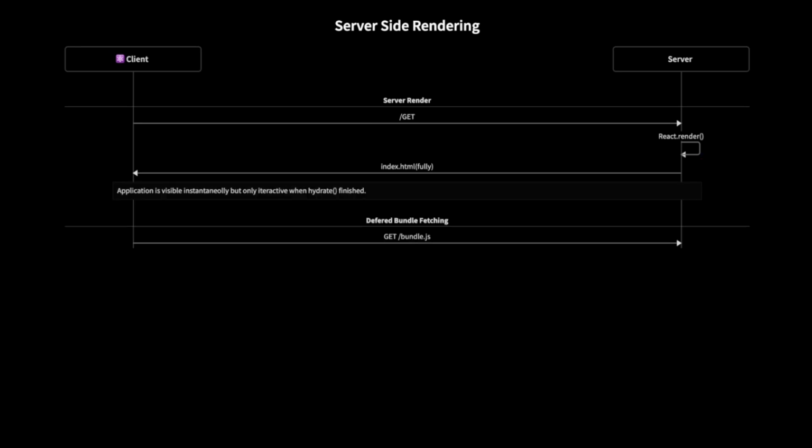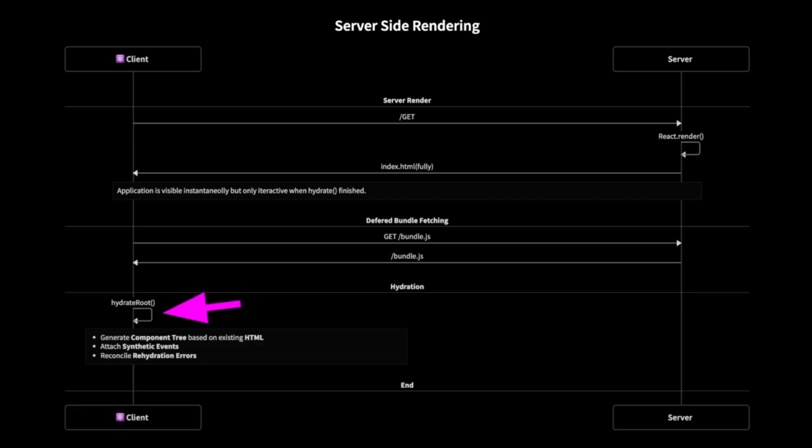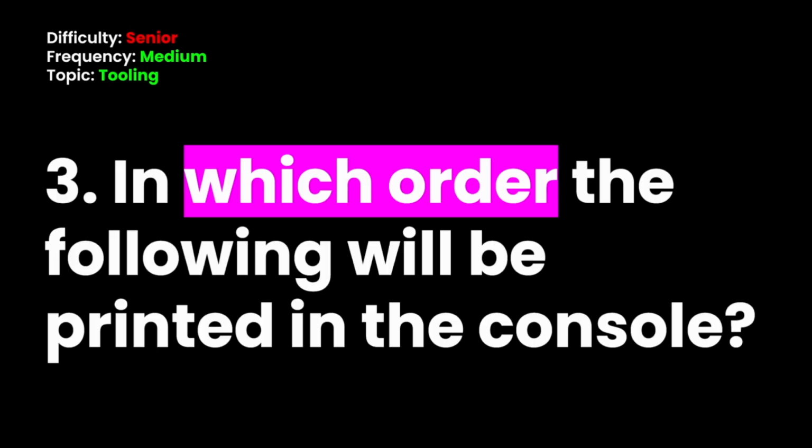We still have to get our bundle after we show something to the user, so they will see the web page but can't really interact with it. We download our bundle, we parse it, and then we run hydrate root. And this is where we take the existing server-side rendered HTML and attach it to the component structure we render on the client. On to number three, in which order will the following be printed in the console.